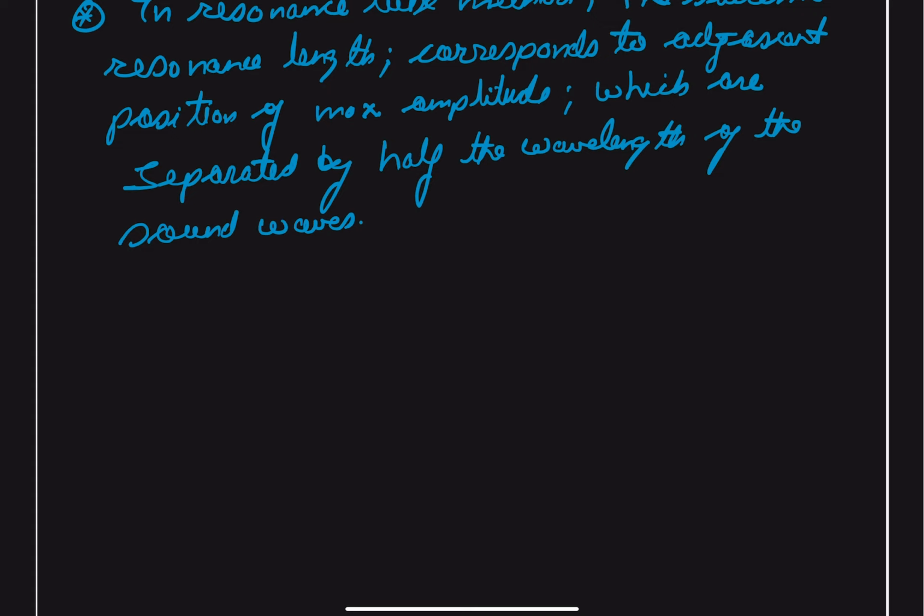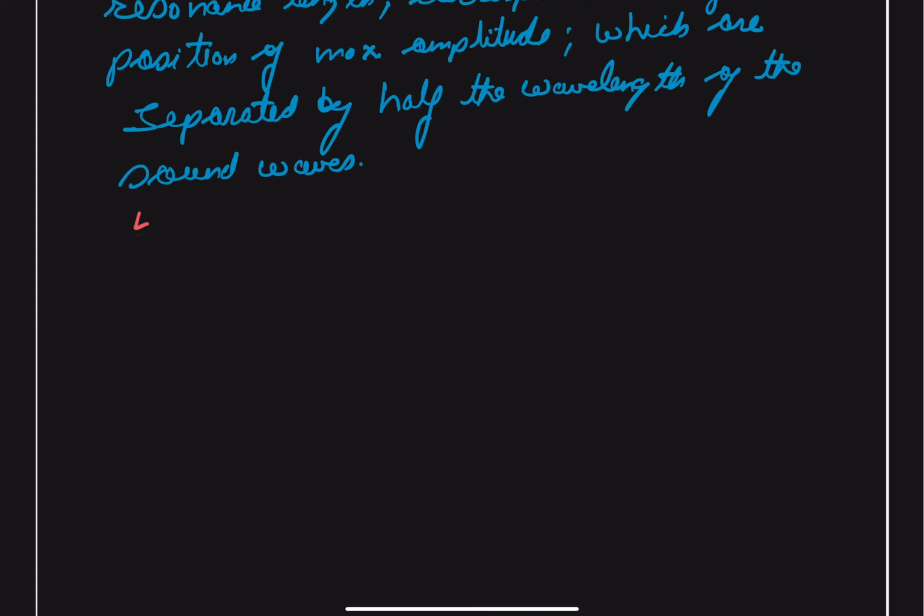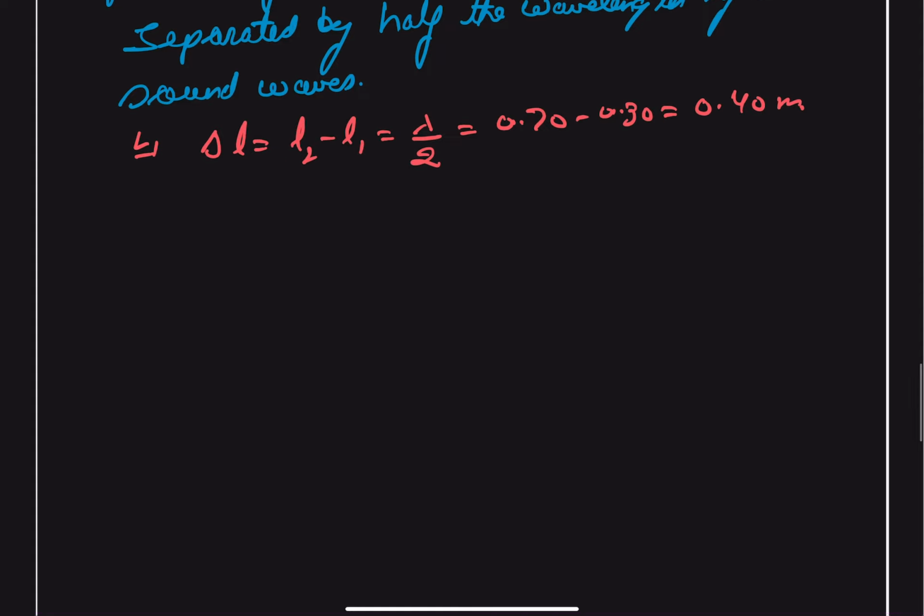So it means we can say the difference in length, let us suppose that is delta L. So delta L will be equal to L2 minus L1, and that will be equal to half the wavelength. So we substitute the value, we have 0.70 minus 0.30. This comes as 0.40 meters. So from here we can say that our lambda is equal to 0.80 meters.